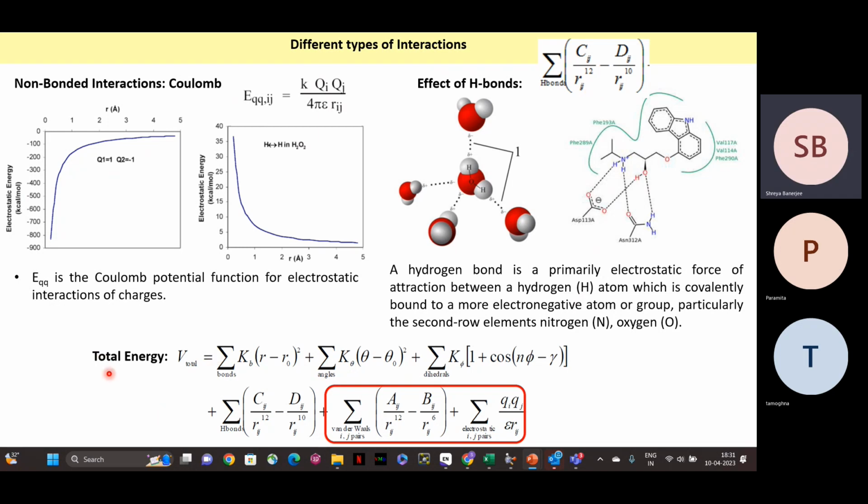So the total energy is basically summing up. We talked about the bonding interactions. So you have to add up the three kinds of bonding interactions, which are the stretching, the angle bending, and the torsional distortion, or the rotation along the bond, and the three kinds of non-bonded interaction, which are basically the van der Waals interactions, the electrostatic interactions, and the hydrogen bonds. Once these six kinds of interactions are added up, that gives you the total energy of the system.